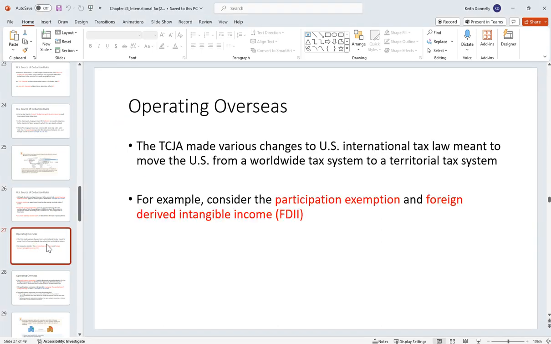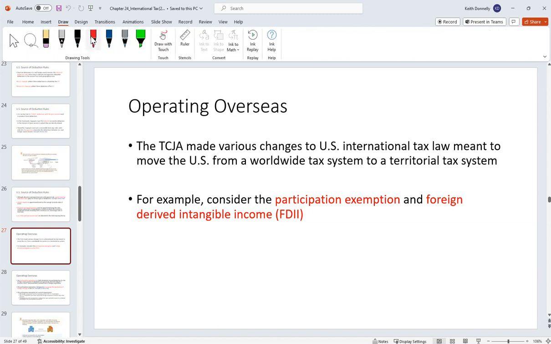Operating overseas, right? We had tax reform. There were a lot of issues with international tax before, kind of complaints. You may have heard of companies parking income overseas. They tried to fix this. In some ways it's fixed, in other ways it's kind of still screwed up.